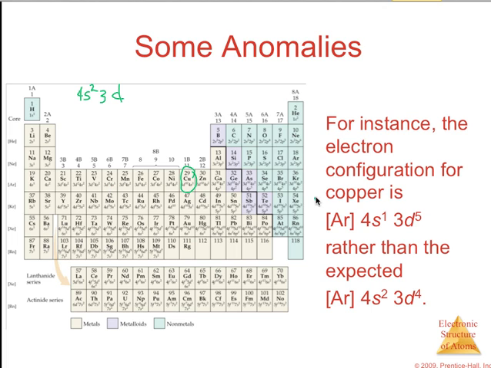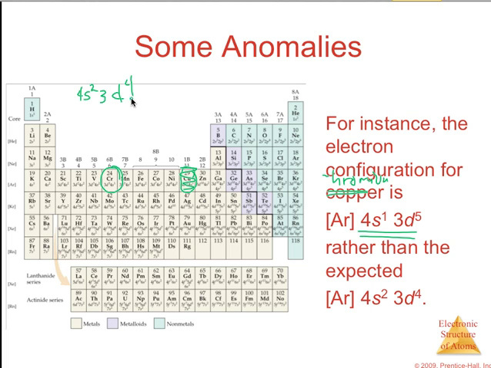They actually mean chromium. So not this one, this one. 4s2, 3d4 is what we'd expect to have happen, but it actually is a 4s1, 3d5.